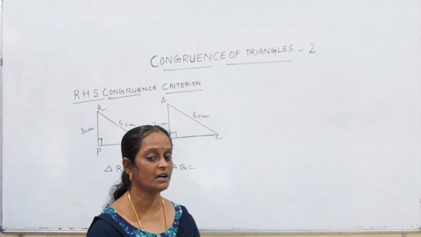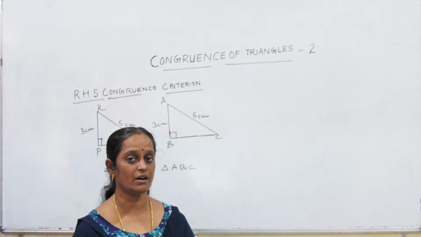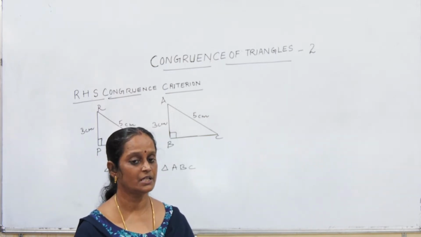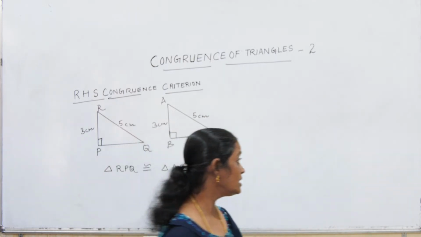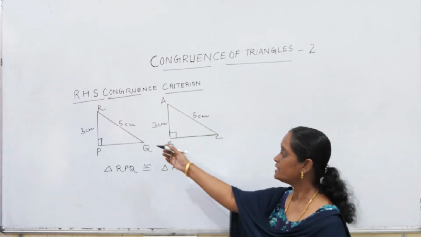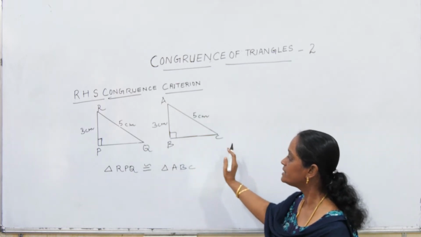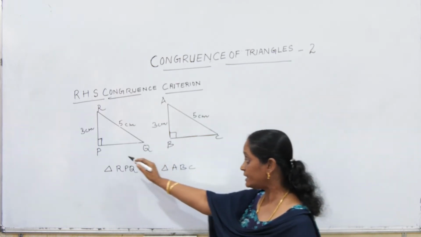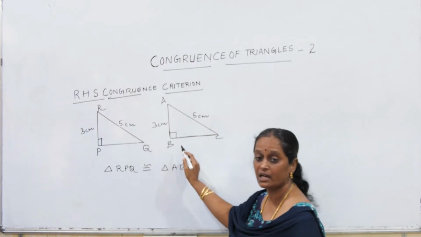Next, the fourth one, RHS congruence criterion, or right angle hypotenuse side congruence criterion. Here two right angle triangles are there. One is RPQ and the other one is ABC. Here you can see the right angles, angle P and angle B are equal.